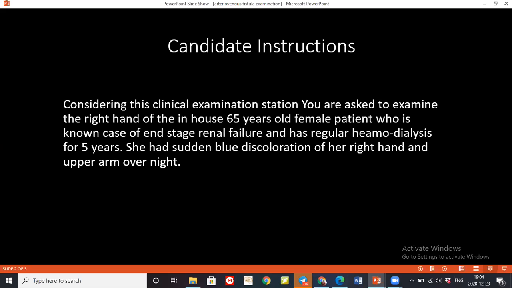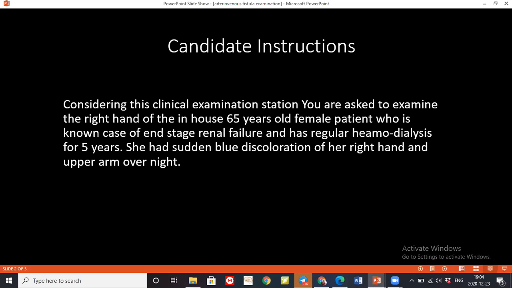Then I'll feel the pulsatility with the fingers of my hand along the length of the fistula, whether it is pulsatile or not. And then I'll feel the thrill using the palm of my hand. I'll see both the systolic component as well as the diastolic component of the thrill.